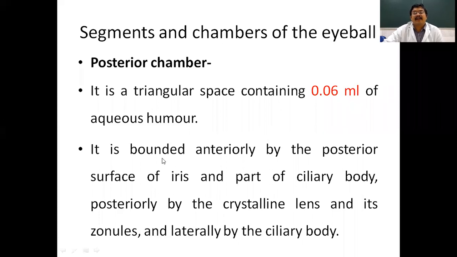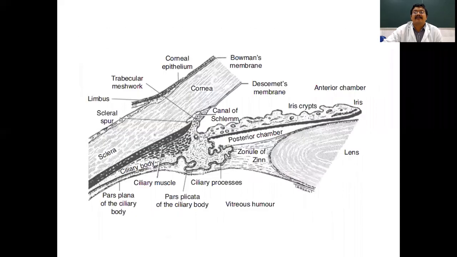It is bounded anteriorly by the posterior surface of the iris and partly by the ciliary body and the crystalline lens and the zonules, laterally by the ciliary body. This is the anterior chamber, this is the posterior chamber, bounded anteriorly by the iris and posteriorly by the lens and the zonules and the ciliary body laterally.